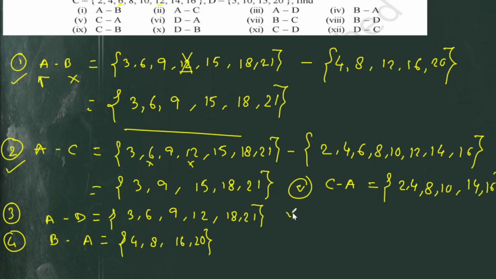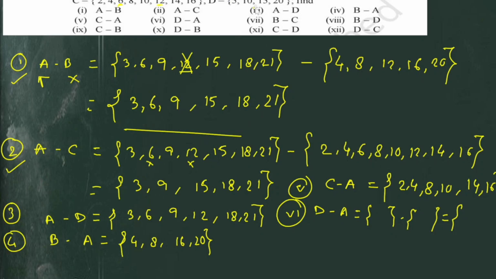This is the value. Next, number 6: D minus A. So we have to copy D here and A here. Then you have to compare to get the result. So for D minus A, we have to remove the elements of A from D. D is there and A is there.